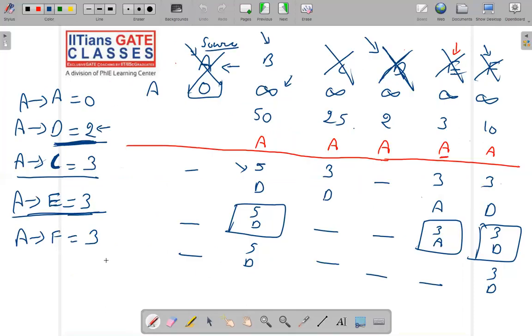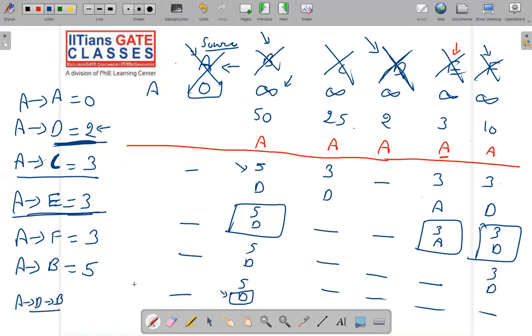We also found that right now this is the only remaining one. All others are already concluded. So we'll delete B also, and we say that for A to B, the minimum path is 5. And what is the shortest path? You can follow it via the node. So it's via D, right? So A to B is A to D to B. This is the minimum path.